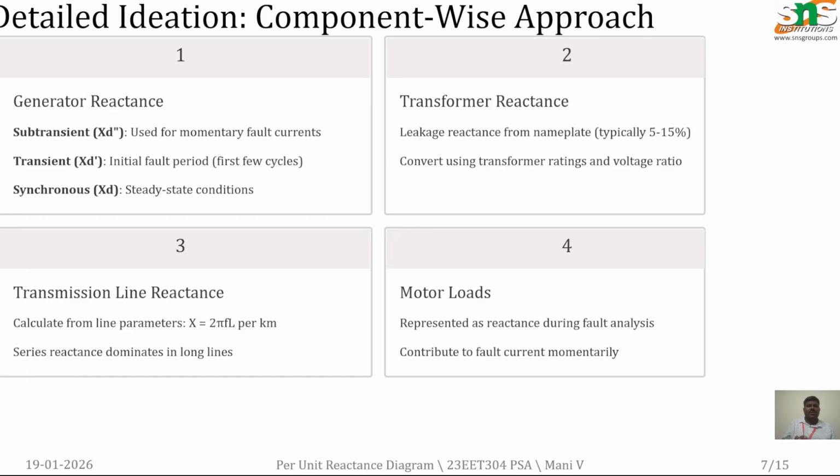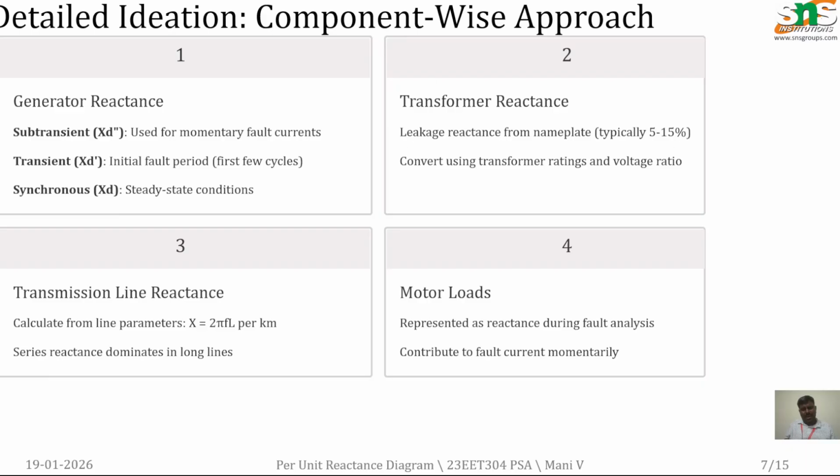So here, these are the component-wise conversion from the percentage into the per unit value. For the generator reactance, here we have to determine the per unit reactance of the generator. It is used for momentary fault current and the initial fault period for the first few cycles only. So it is mainly at steady state conditions only.